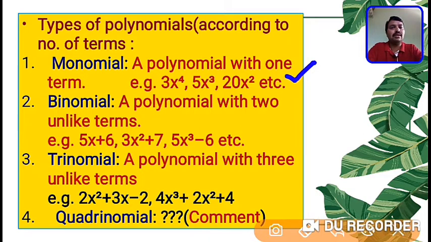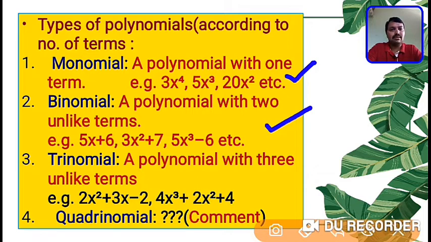Next, what is a binomial? A polynomial with two unlike terms. Remember, like terms can be added. So here we must have two unlike terms in the polynomial, then the polynomial is called a binomial. Examples are 5x plus 6, 3x squared plus 7, and 5x cubed minus 6.